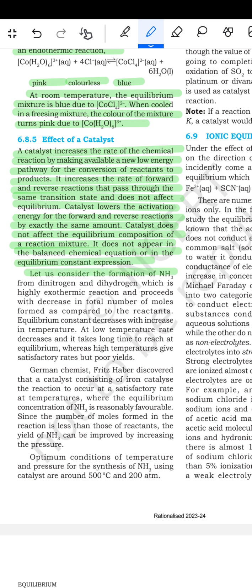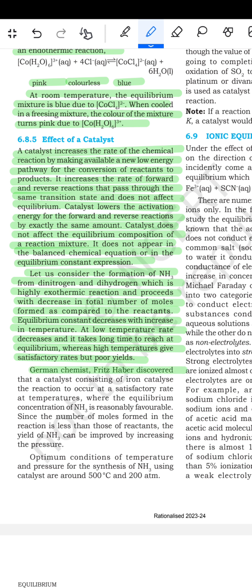Consider the formation of NH3 from dinitrogen and dihydrogen, which is a highly exothermic reaction and proceeds with a decrease in the total number of moles formed as compared to the reactants. The equilibrium constant decreases with increase in the temperature. At low temperature, the rate decreases and it takes a long time to reach equilibrium, whereas high temperature gives satisfactory rates but poor yields.